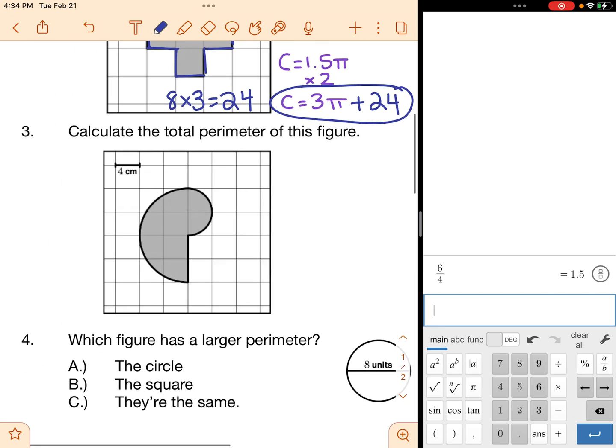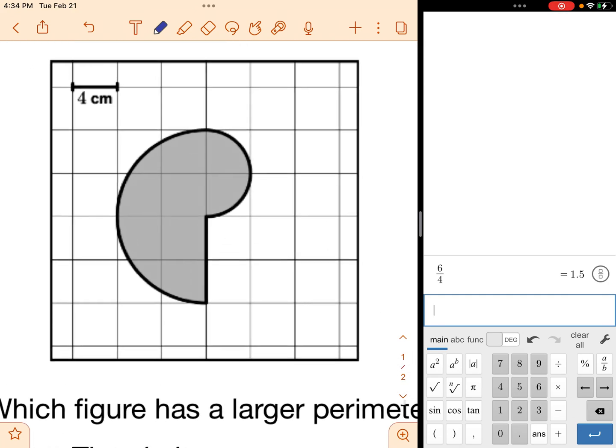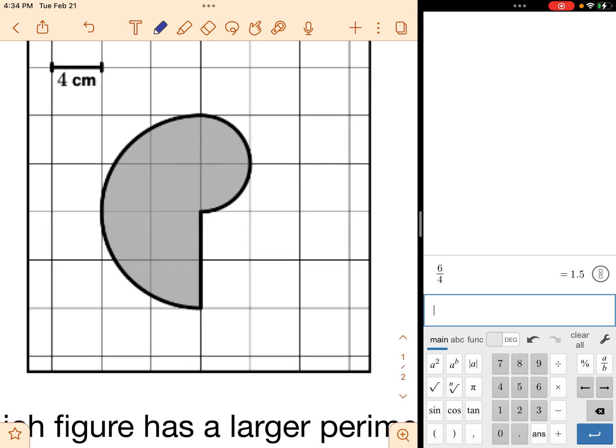Alright, let's go to the second one, or the third one. Now we are finding the perimeter of this figure. Alright, so if we take a look, this one's pretty tricky. Okay, I see that this part here is a half circle. And then I see that these other 2 parts, we could say it's a half circle, or we could say it's 2/4 of a circle. Let's just call it a half of a circle.